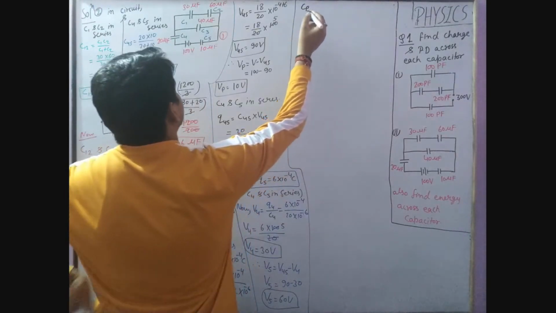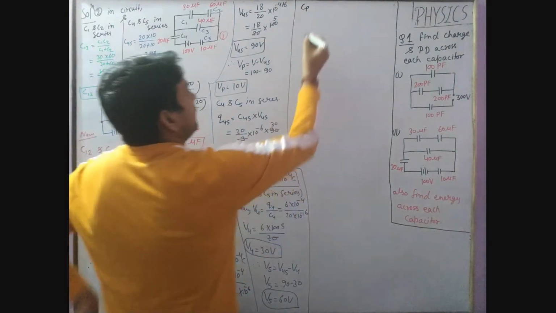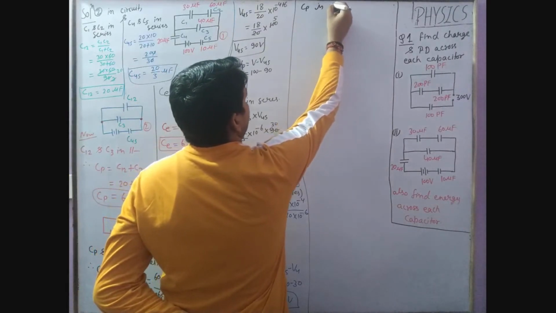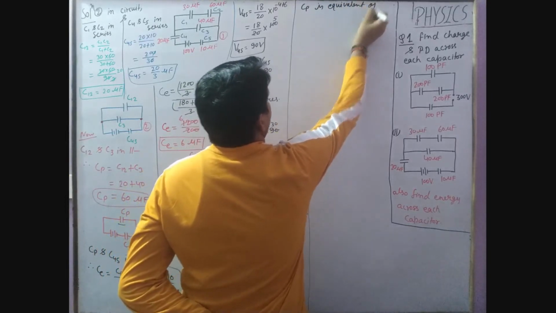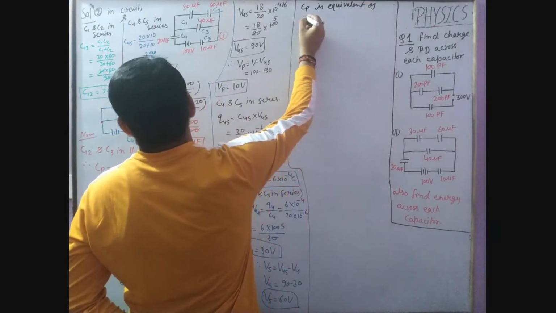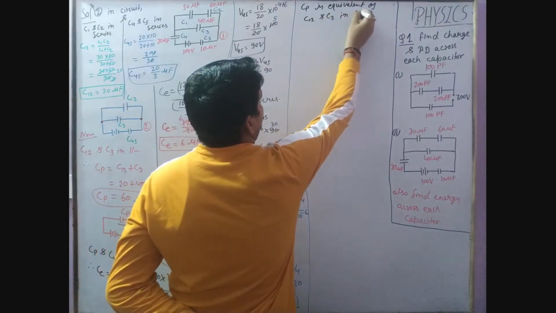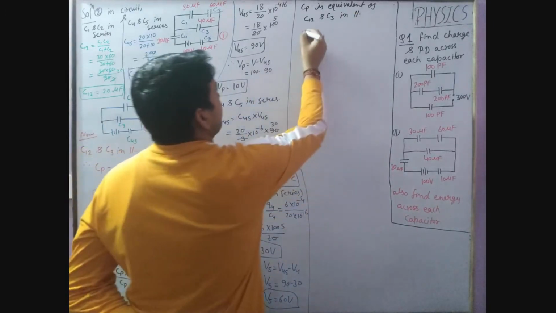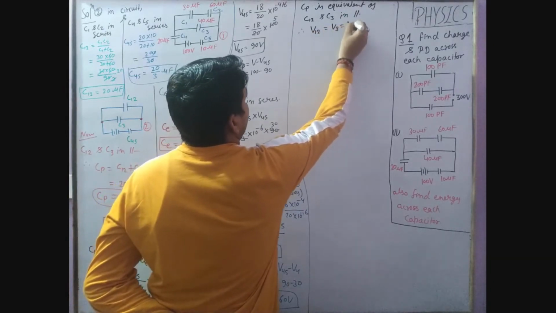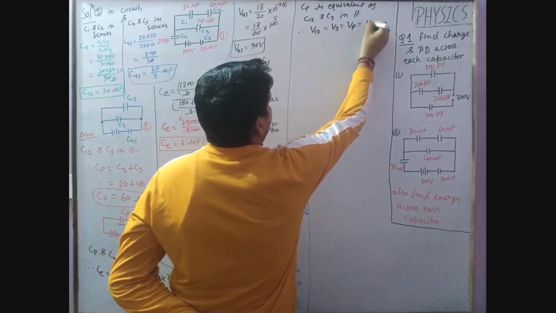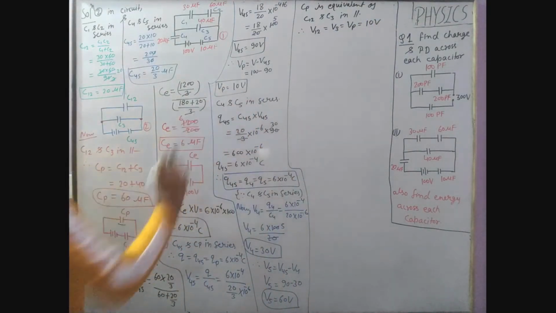CP is the equivalent of C12 and C3 in parallel combination. Therefore V12 is equal to V3, which is equal to Vp, which is equal to 10 volt. As we calculated here, the value of Vp is 10.